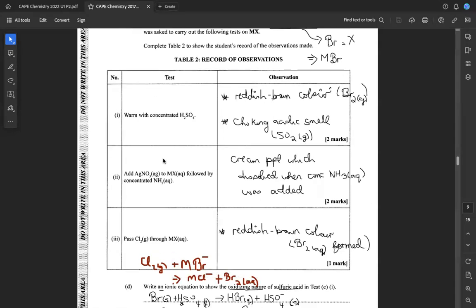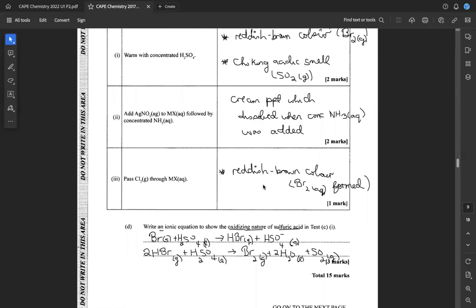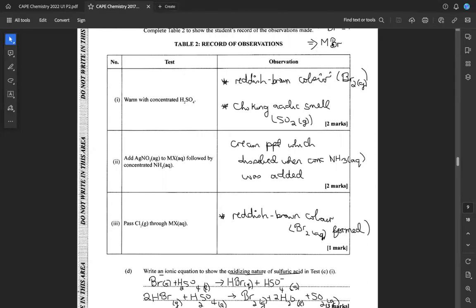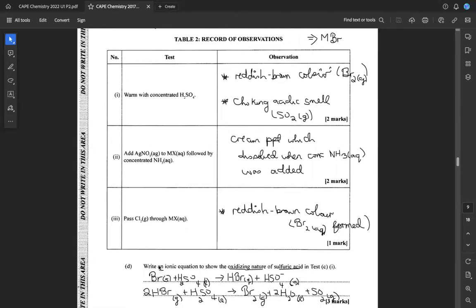And then if we continue on down to part D, let's clear that. We continue on down to part D. They're asking us to write an ionic equation to show the oxidizing nature of sulfuric acid in test C, part I. So remember in this particular test, what was happening is that this warm concentrated sulfuric acid was acting as an oxidizing agent, right? And it was able to oxidize the halide ion, so the bromide ion. First of all, what happens is the halide ion would react with the sulfuric acid to form HBr gas and HSO4 minus ion, right?